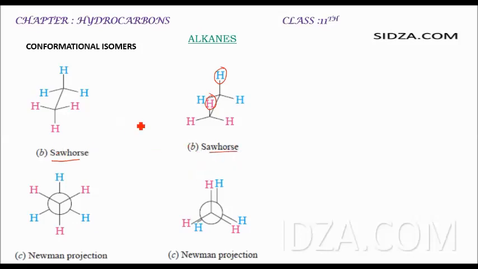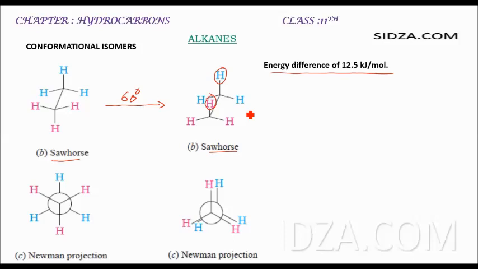And the energy requirement for the conversion of the staggered to the eclipsed state, which is done only by a 60-degree rotation, is very small, only about 12.5 kilojoules per mole of energy. This is available at room temperature, and that's why the molecules keep on changing. These isomers are something which we also call momentary isomers.